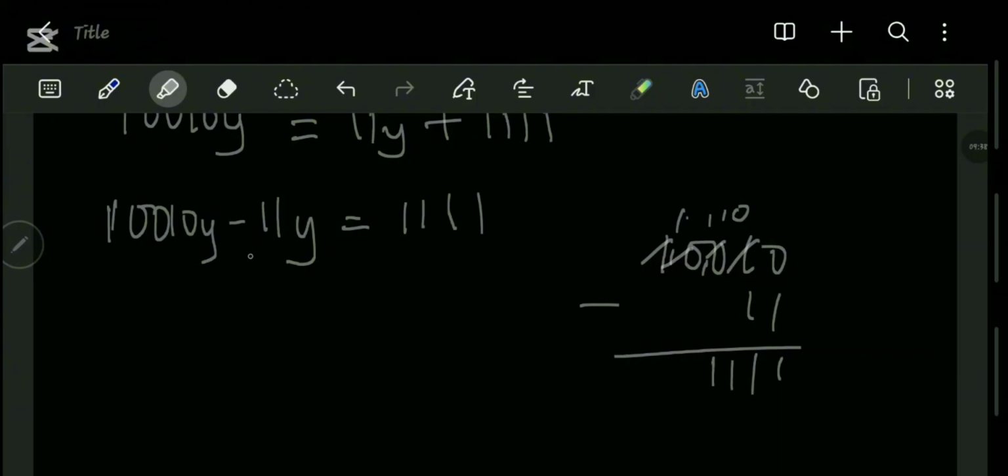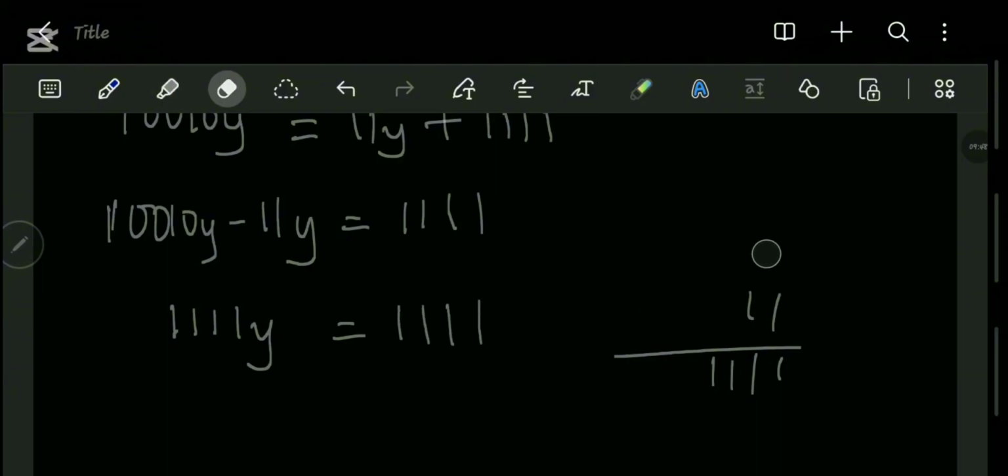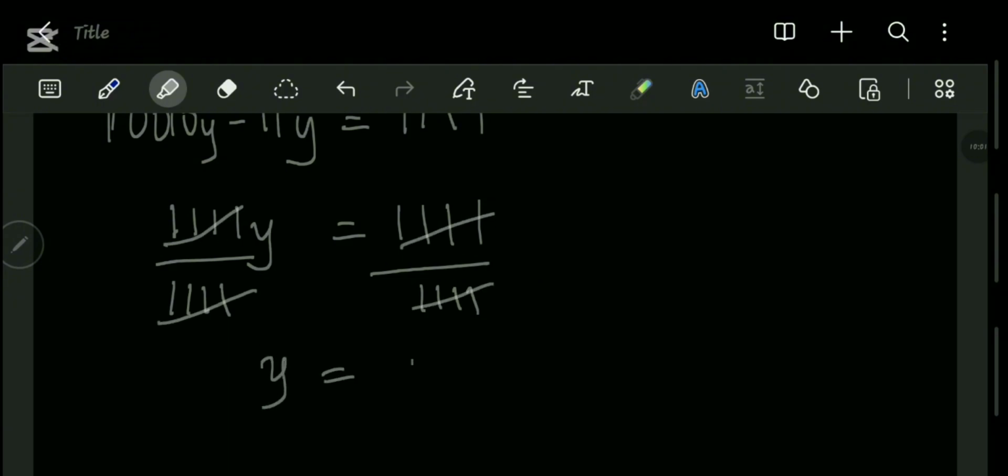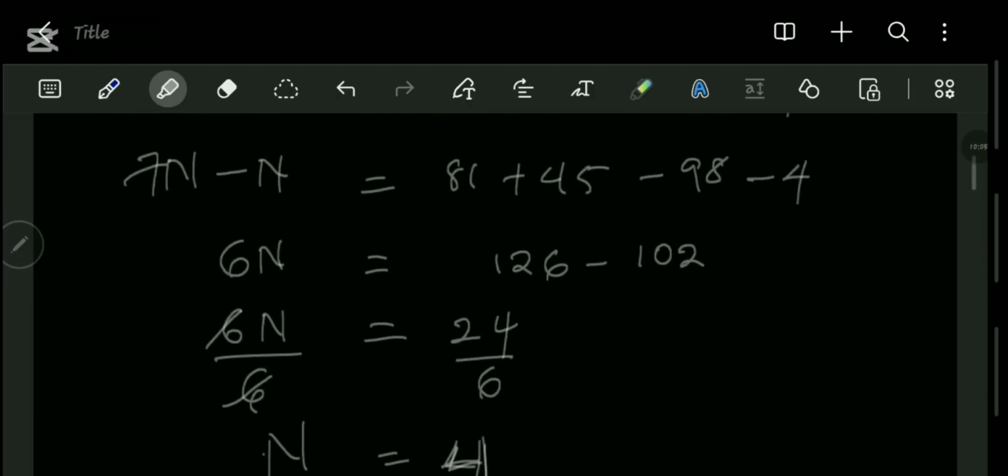That means this side here we have 1111y, right? That is this answer, and that's equal to what's on the other side, 1111. So when you divide both sides by the coefficient of y, which is 1111, this is cancelling this, so we have y to be equal to 1. 1 is in base 2.